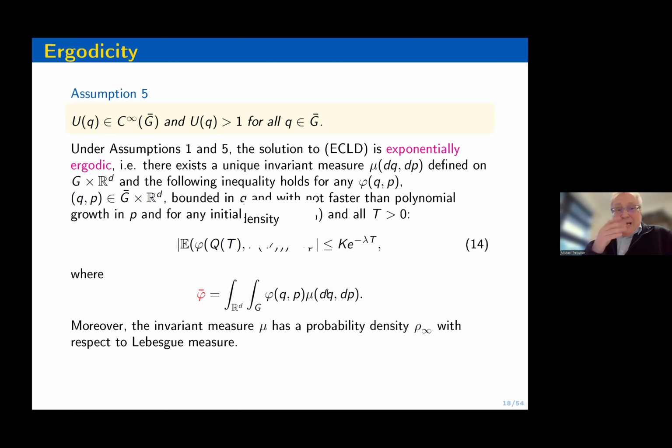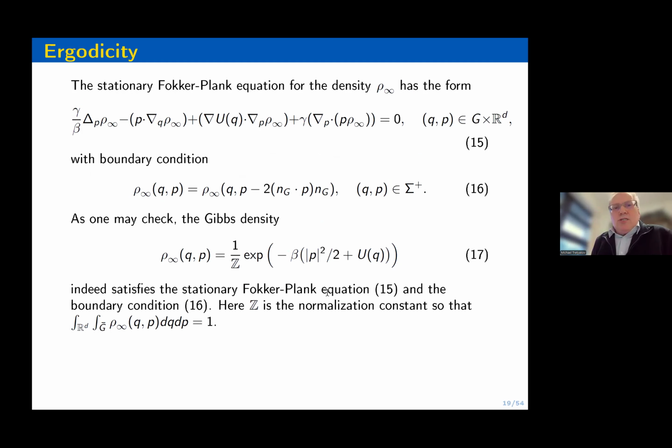We can write down the stationary Fokker-Planck equation with specular boundary condition, and it's straightforward to check that the Gibbs density, which we saw before, satisfies the stationary Fokker-Planck equation, and thanks to p square appearing here, to the symmetry, it satisfies the boundary condition too.